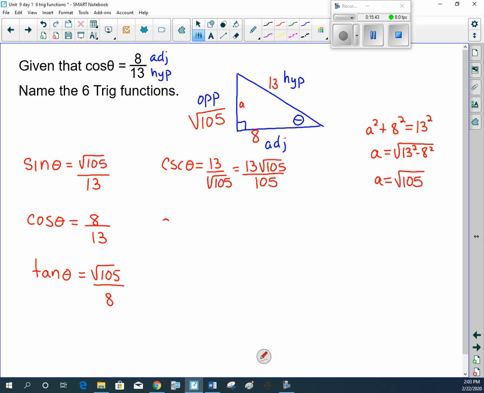And secant is the reciprocal of cosine. So that's 13 over 8. And cotangent is the reciprocal of tangent. So that's going to be 8 over the square root of 105. Rationalize that.